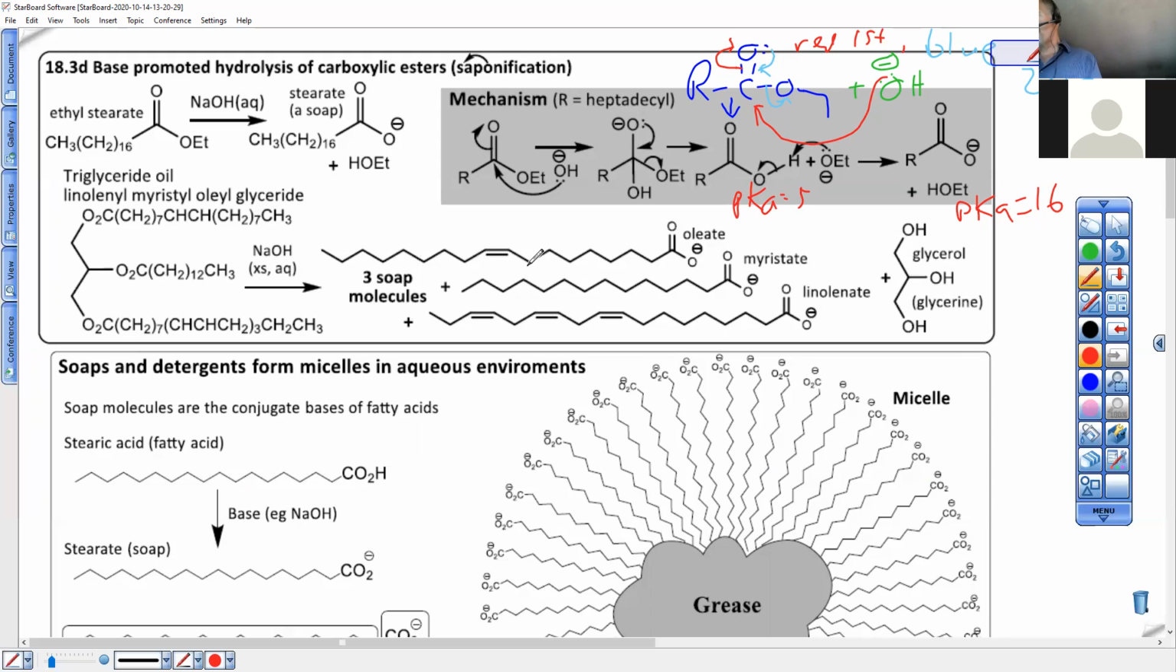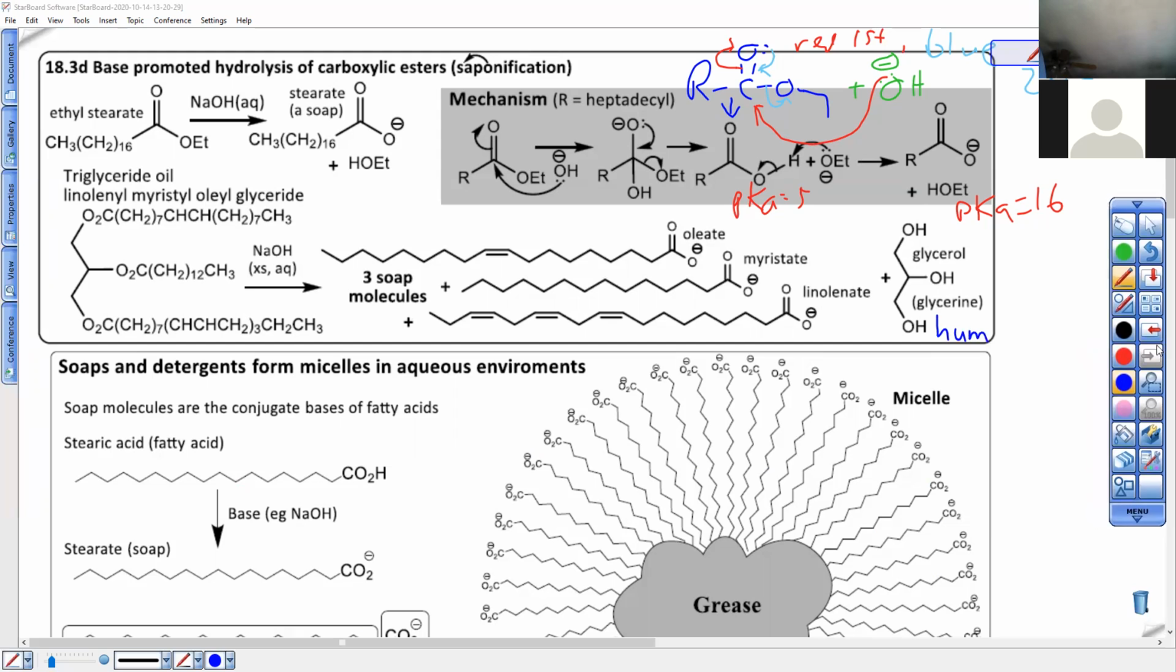So this reaction creates 3 nice soap molecules. It also creates glycerol, also known as glycerin, which is useful to keep in the soap as well, because you've noticed that some soaps dry your hands out, right? Well, if there's glycerol in there, that keeps moisture in. It's called a humectant. It's got humidity as its prefix, doesn't it? And those are things that let moisture or keep moisture in.